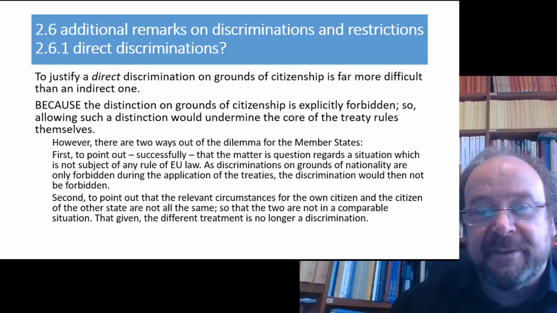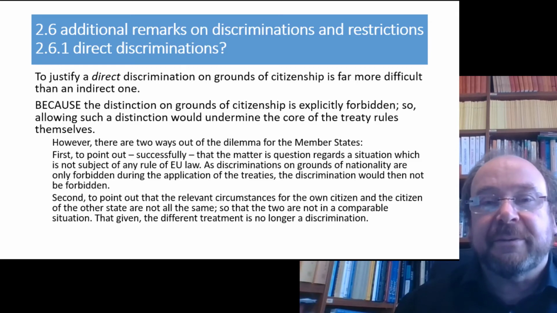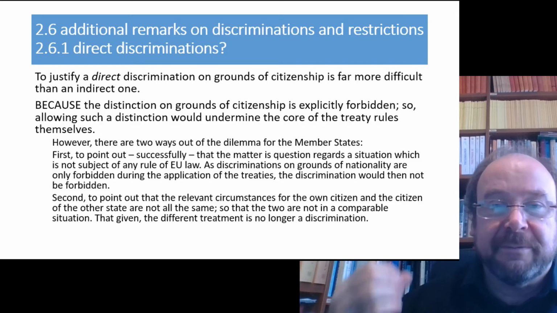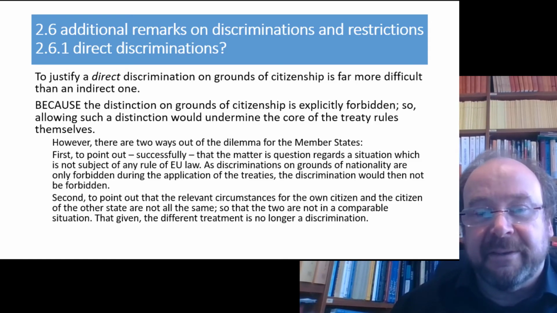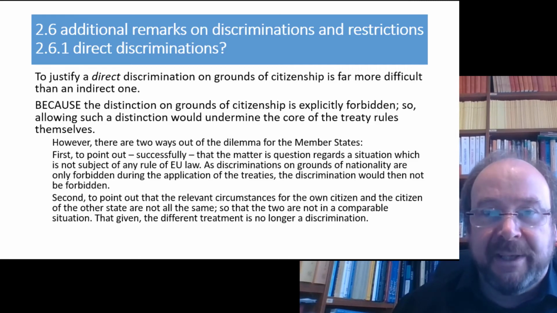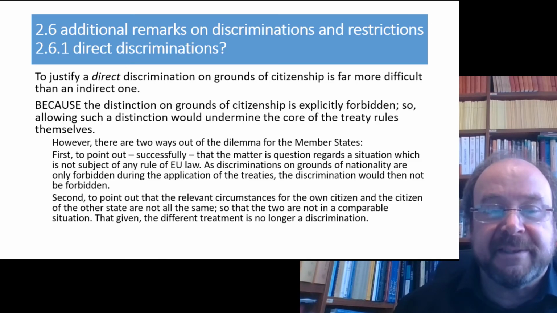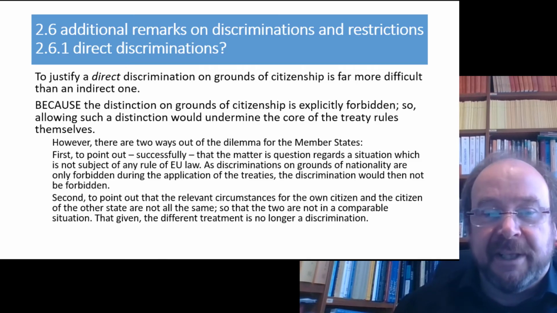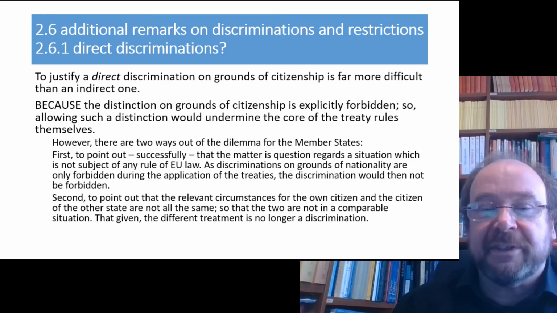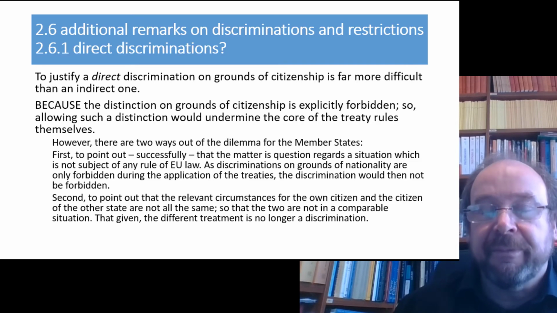Because if all the other circumstances can be identical, there can be no difference in the situation which justifies a different treatment. In that constellation, so with the direct discrimination, there are only two ways out of the problem for the member states. The first is you can naturally, as a member state, point out successfully that the measure in question regards a situation which is not protected or subject to any EU law rule.